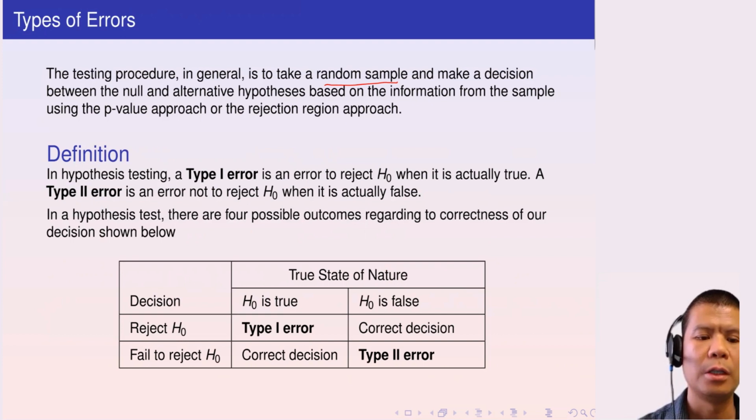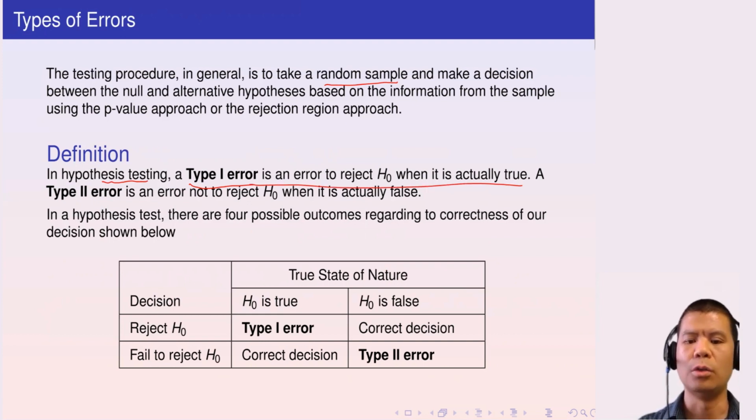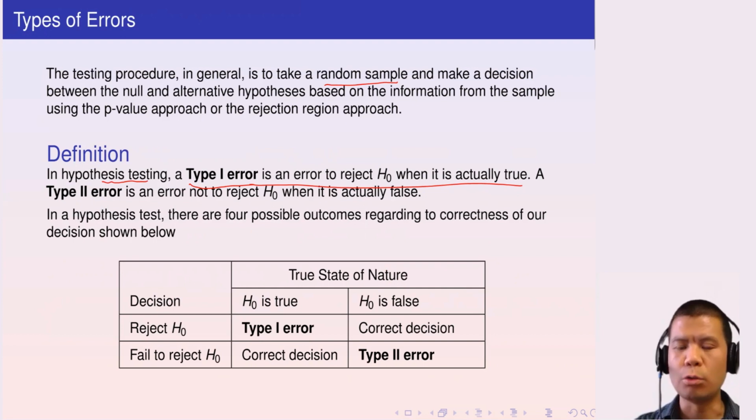Now in hypothesis testing, a type 1 error is an error to reject H0 when it is actually true. So H0 is true, however you reject it. It's like the defendant is innocent, however you reject that and say that he's guilty. That's the type 1 error.